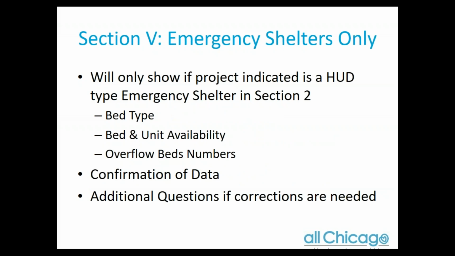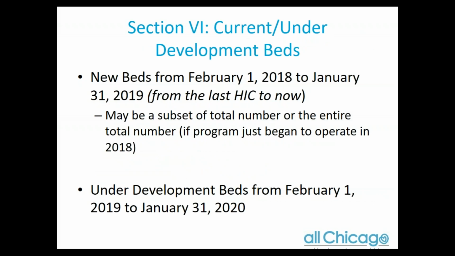Section 5 is only for emergency shelters, so you will not be shown that section. So more than likely you will just go into section number 6. Section number 6 is taking a look at the increases from last year's HIC until now.